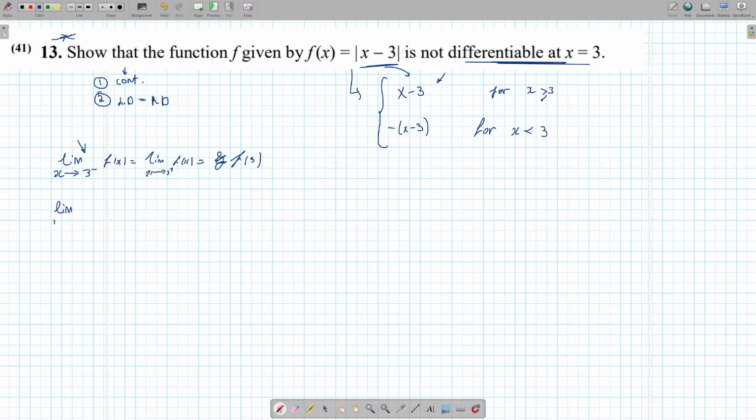We're going to do which function? Not the one on top. 3 minus, meaning before 3, so the one here. So it's going to be this one. Limit as x approaches 3 minus of negative x minus 3. Substitute 3, negative 3 minus 3, which is 0.